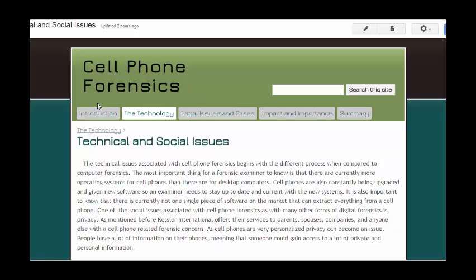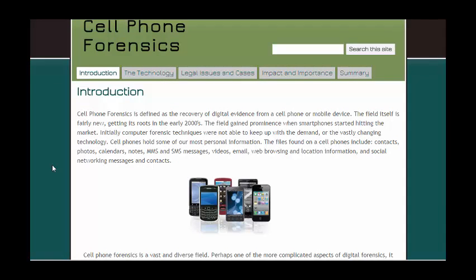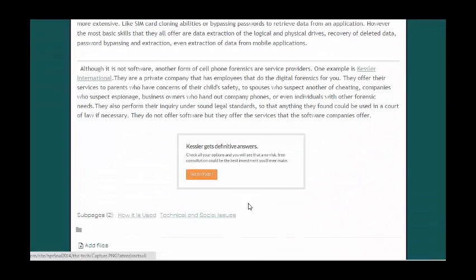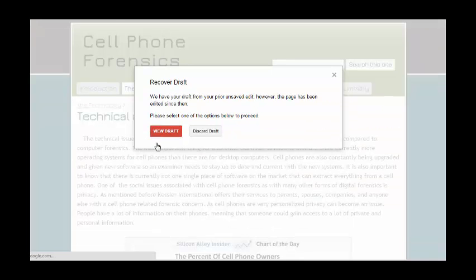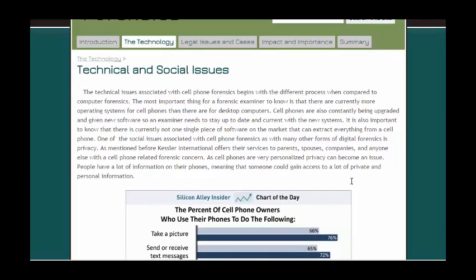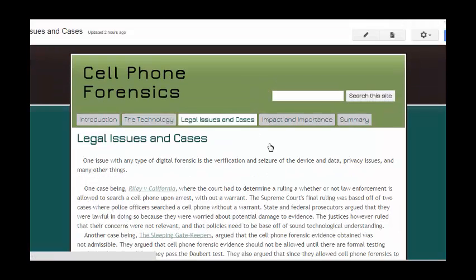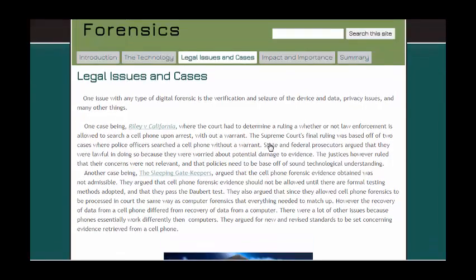So in summary, I just want to hop over to my site. And I mentioned that cell phone forensics is defined as the recovery of digital evidence from a cell phone or mobile device. I mentioned some of the technology, such as Cellebrite, Paraben, AccessData, and MOBILedit, and even Kessler International, who is a service provider. I also mentioned how it was used and went over training, and also the technical and social issues, such as the multitude of OSs, privacy issues, privacy also concerning legal issues. I went over 2 cases, Riley versus California, and some of the precedents set by the Sleeping Gatekeepers.